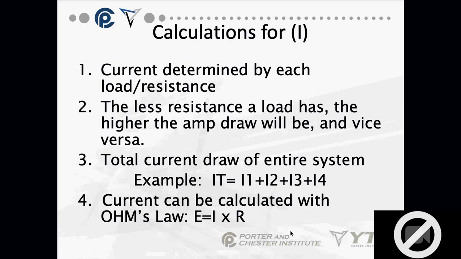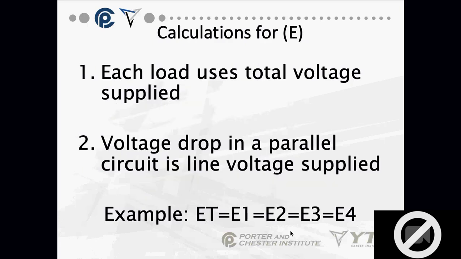The current is determined by each load's resistance. The less resistive a load, the higher the amp draw will be. So the total current draw of an entire parallel circuit system is I1, the amperage of load 1, plus the amperage of load 2, plus the amperage of load 3. The current can be calculated with Ohm's law, or you can measure it. You're not going to use Ohm's law to calculate current when you're in the field troubleshooting. You're just going to throw a clamp on it and measure it.